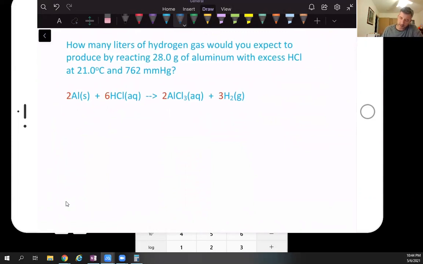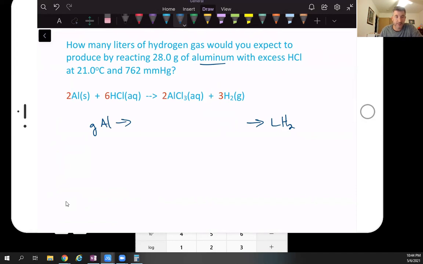Okay, so this time it's a little different. It says how many liters of hydrogen gas, so my goal is actually liters of gas, would you expect to produce by reacting 28 grams of aluminum with excess HCl at 21 degrees Celsius and 762 mmHg? So from liters of hydrogen, I'm also given information about aluminum, right? I'm given grams of aluminum over here. So how do we bridge that gap?